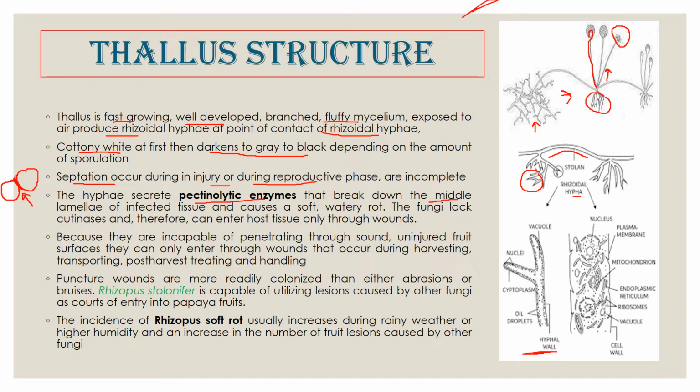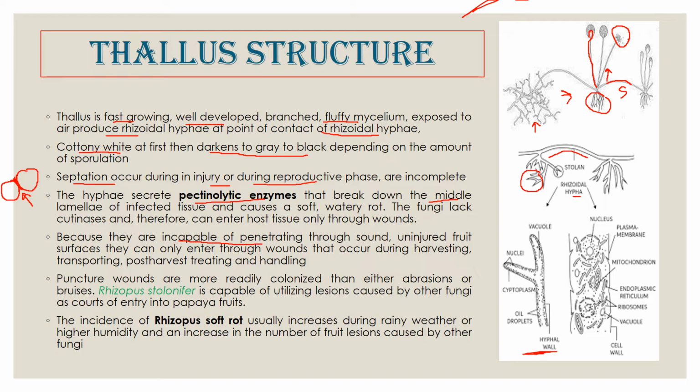And once inside the fruit, or growing on any substratum, usually it uses these stolons to conquer large space. Here you can see that the stolon is used to move very fast and conquer most of the area. So this is how it moves inside the fruit or on any substratum.